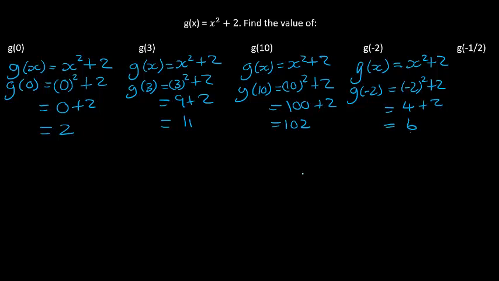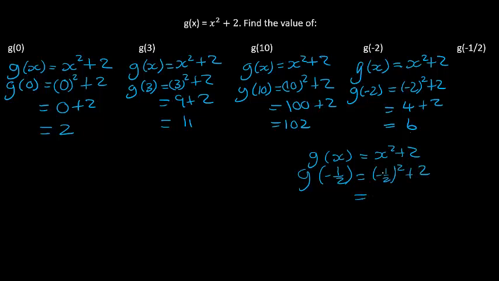equals 6. g of minus a half is equal to minus a half squared plus 2, which equals, minus squared is positive, 1 squared is 1, 2 squared is 4, so it becomes positive a quarter plus 2, which equals 2 and a quarter.